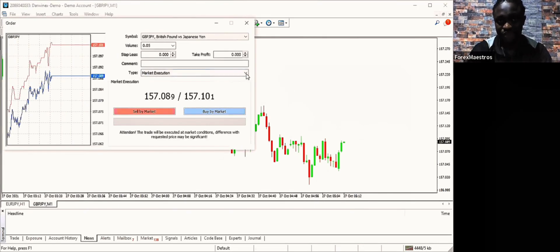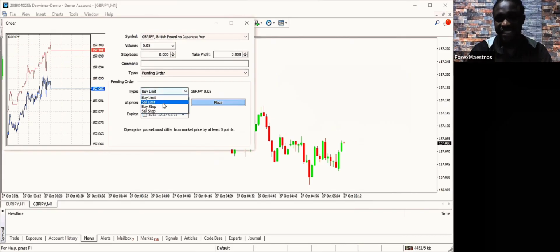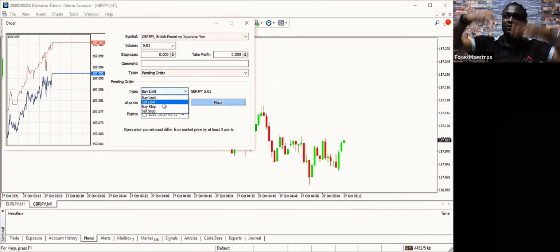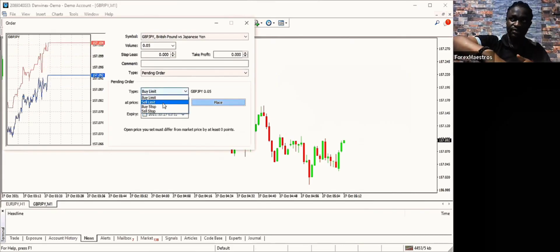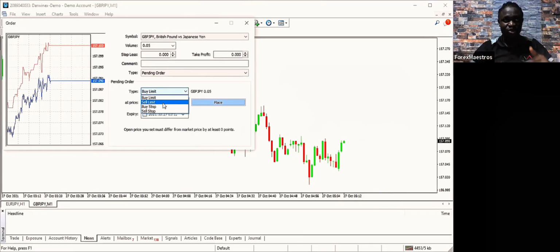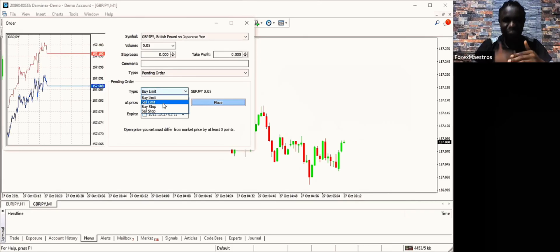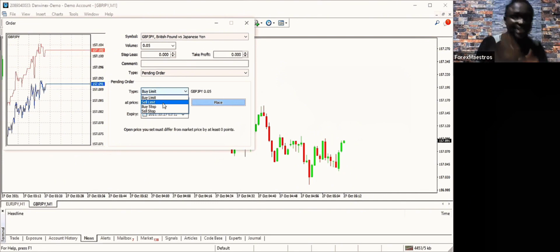So what is sell limit? We're looking at pending order. Okay, what is sell limit? You know, in a sell, price is going down. Okay, so you're saying that as price is going down, if price moves back up a bit before it continues in that downward direction, that is when I want to enter the market.